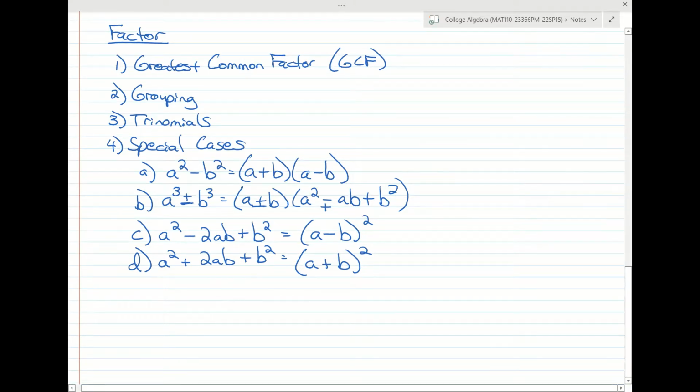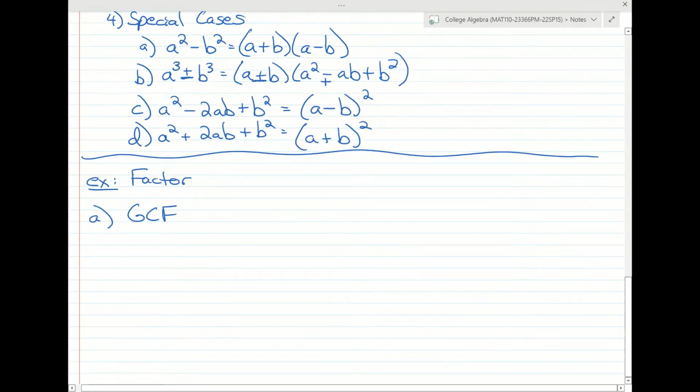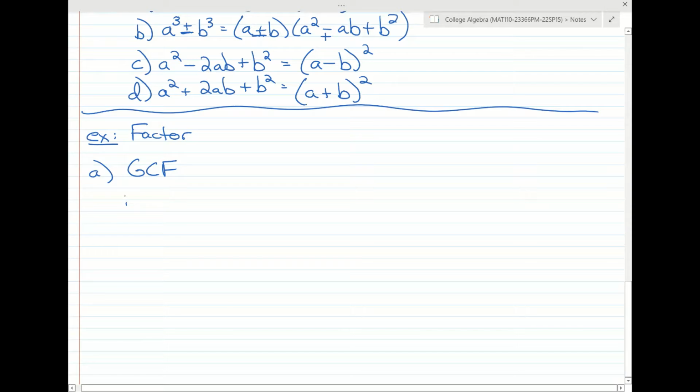All right. So the directions are just going to be factor. Well, first thing we'll do is start with GCF factoring. We'll just go through some examples of those. What if we had 10t plus 150?